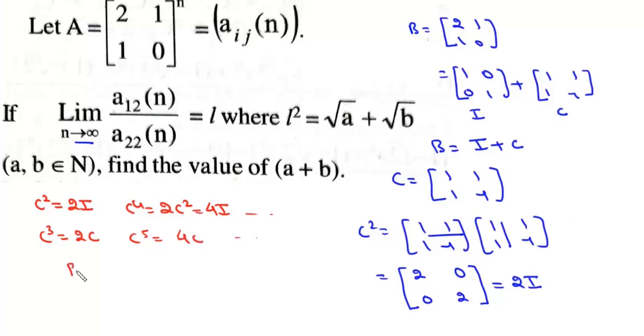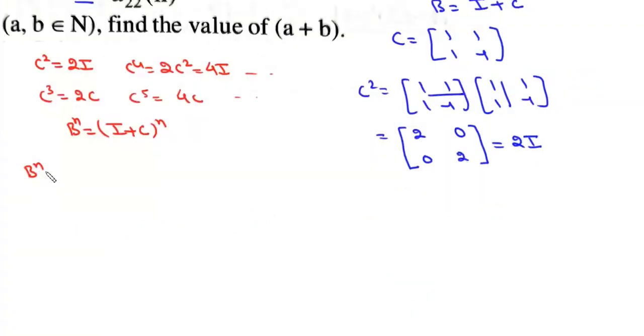Now we have assumed this B is I plus C. Now we take the nth power of B, then it will be I plus C to the power n. Now we can write this as B to the power n equals nC0 into I plus nC1 into C, nC2 into C square, nC3 into C cube, and this series will continue up to nCn into C to the power n.